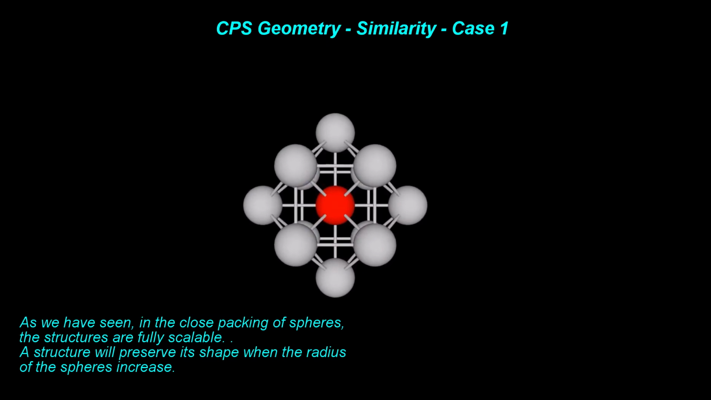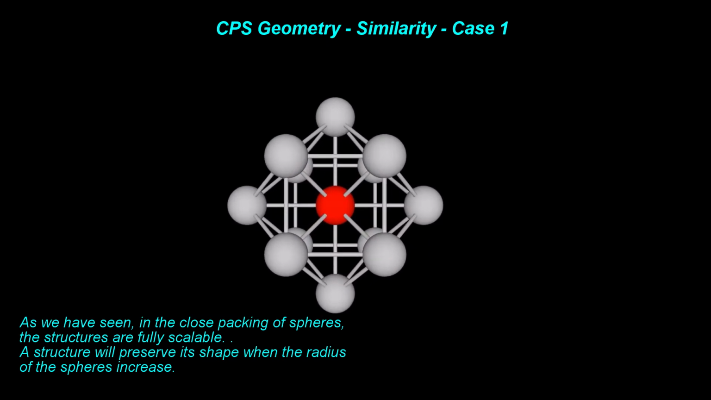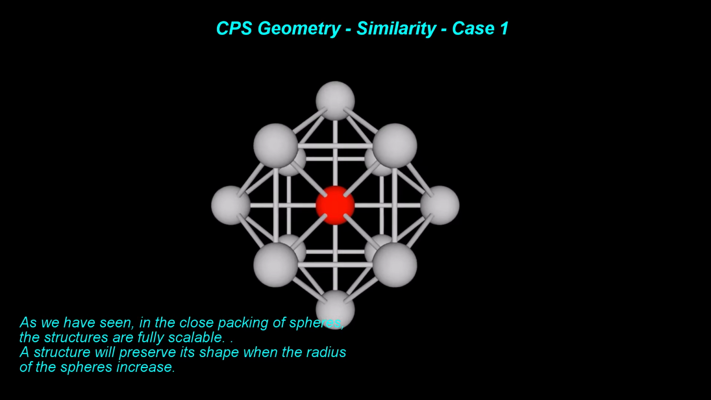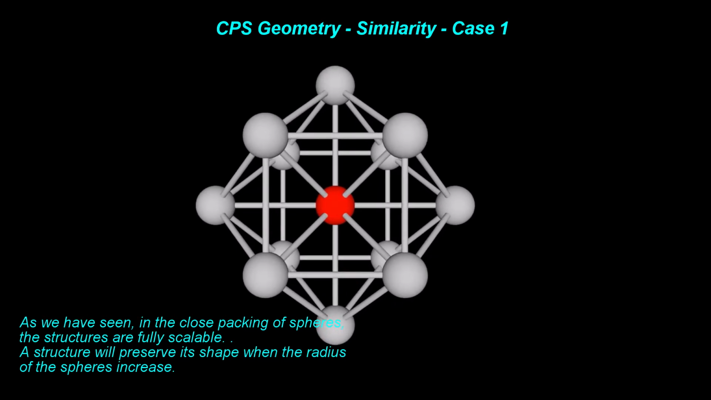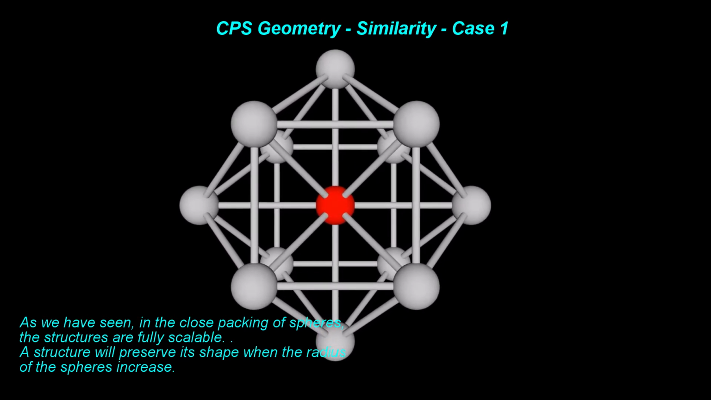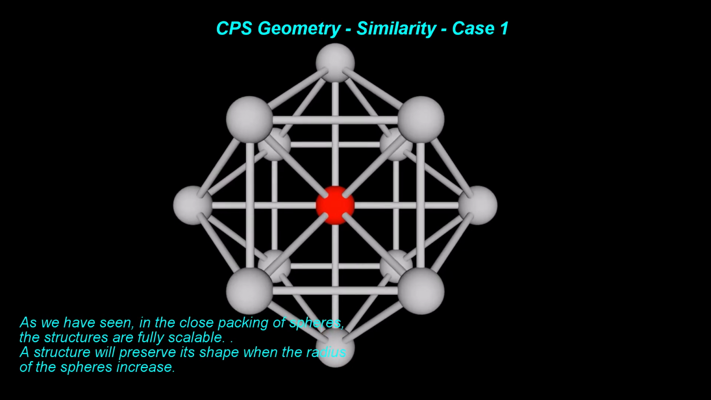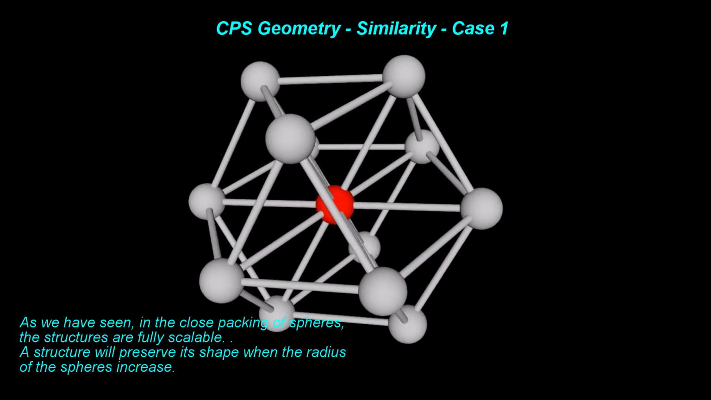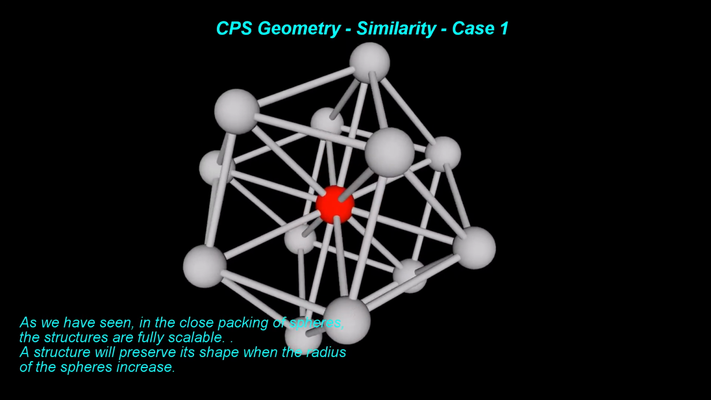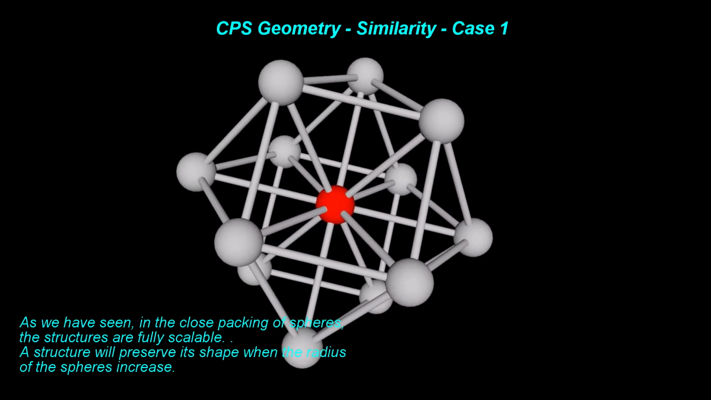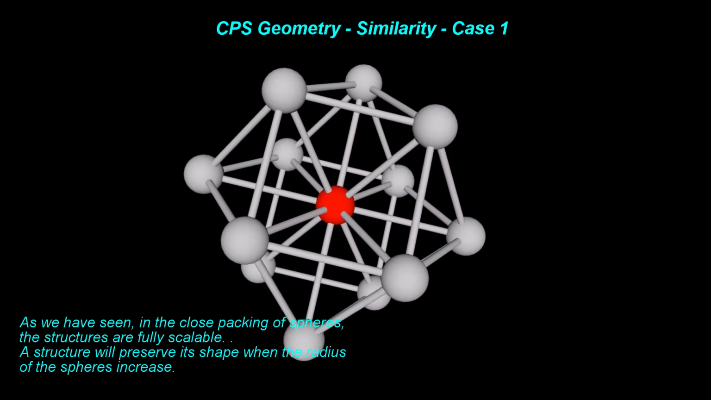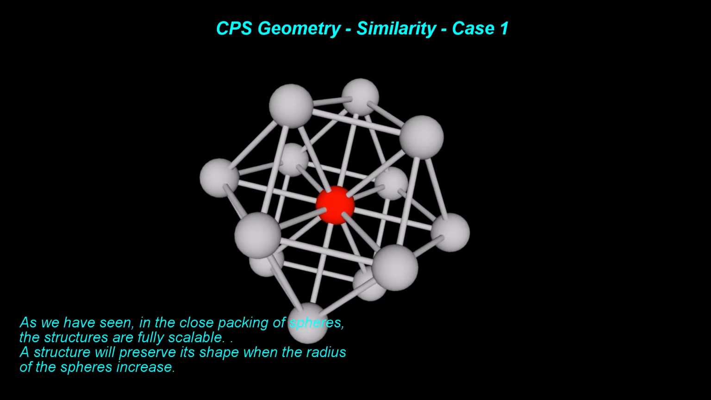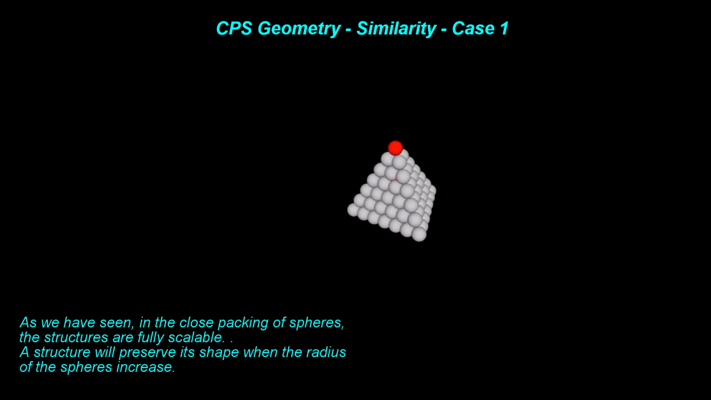There are two ways to look at similarity in CPS. Case 1. As we have seen, in the close packing of spheres, the structures are fully scalable. A structure will preserve its shape when the radius of the spheres increases. Using the Platonic structures' visualization, one can see that a structure will preserve its shape when the distances between spheres increase.